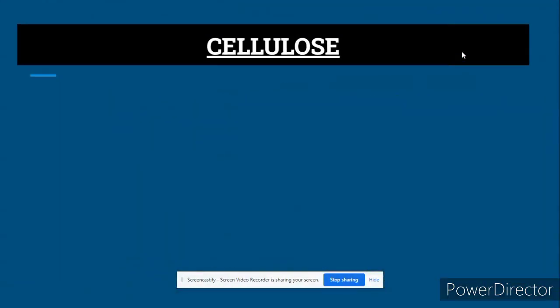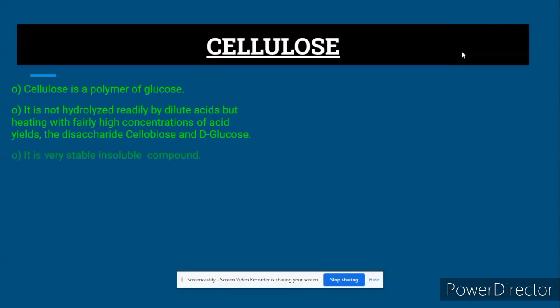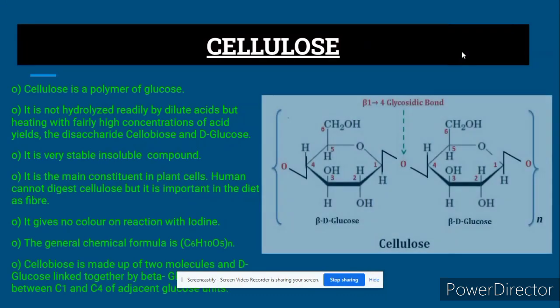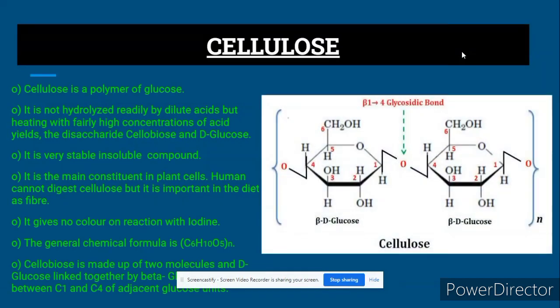Cellulose. Cellulose is an insoluble substance which is the main constituent of the plant cell wall and vegetable fibers such as cotton. It is a polysaccharide that consists of glucose monomers. Cellulose is not hydrolyzed readily by dilute acids, but heating with a fairly high concentration of acid yields the disaccharide cellobiose and D-glucose. It is a very stable insoluble compound.